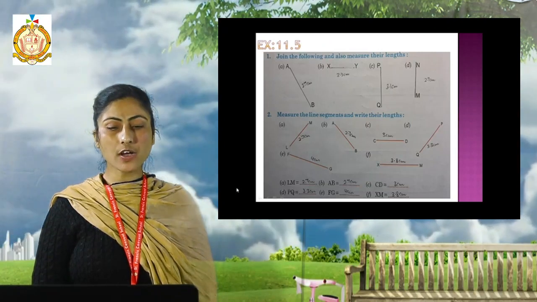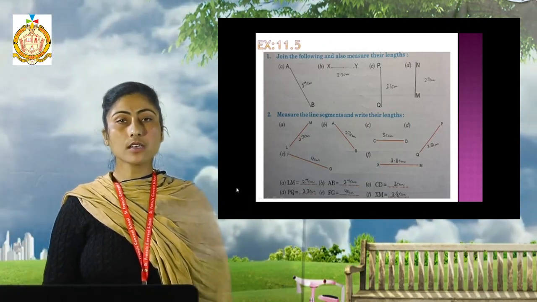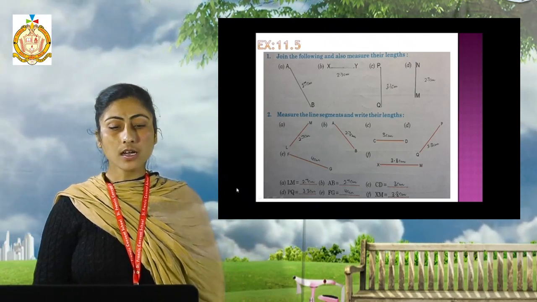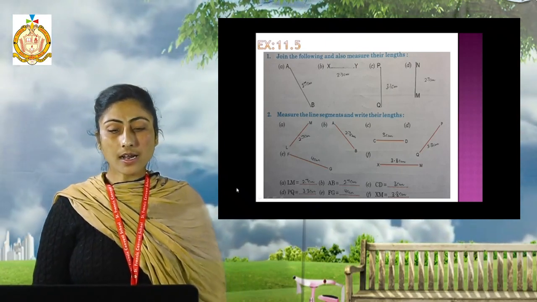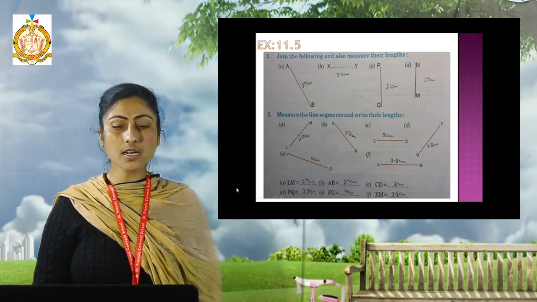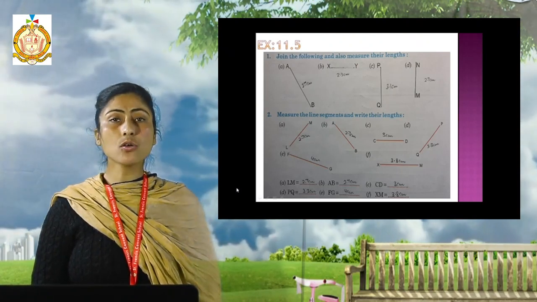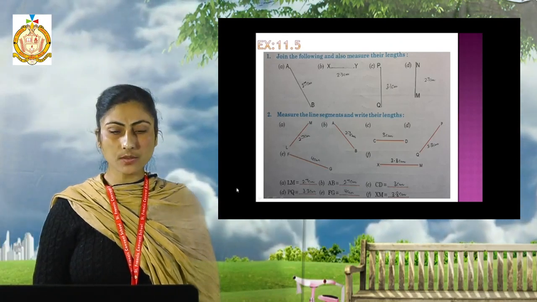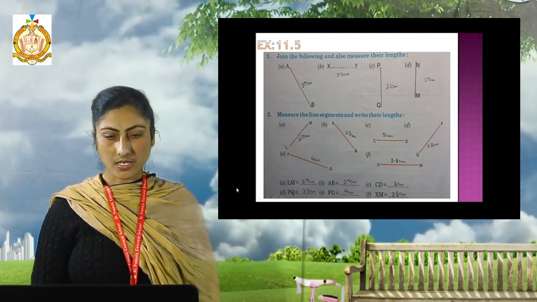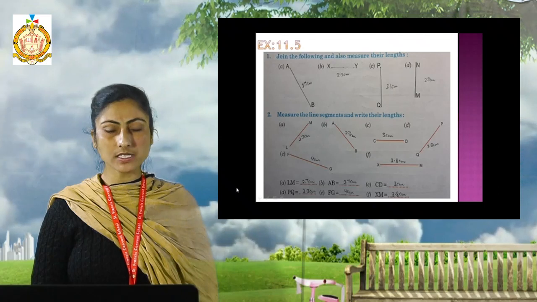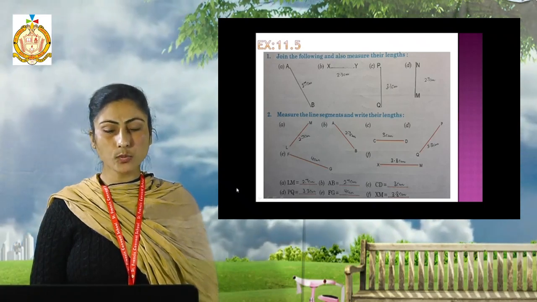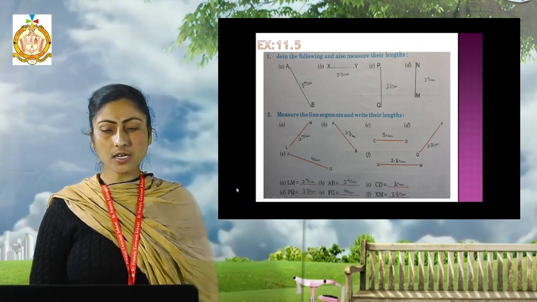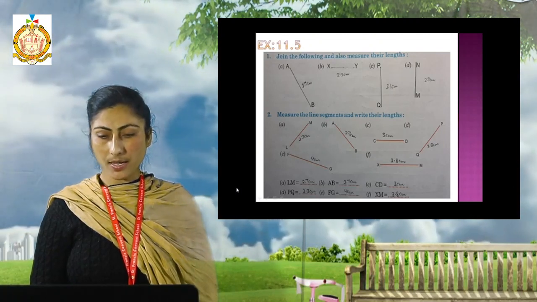Next is 11.5 exercise. Students, first sum is join the following end and also measure the line segments. Here line segments are given, so use your scale and do the measurement of these lines. The first AB is 3.7 centimeter, XY is 2.3 centimeter. Similarly, measure PQ and MN.